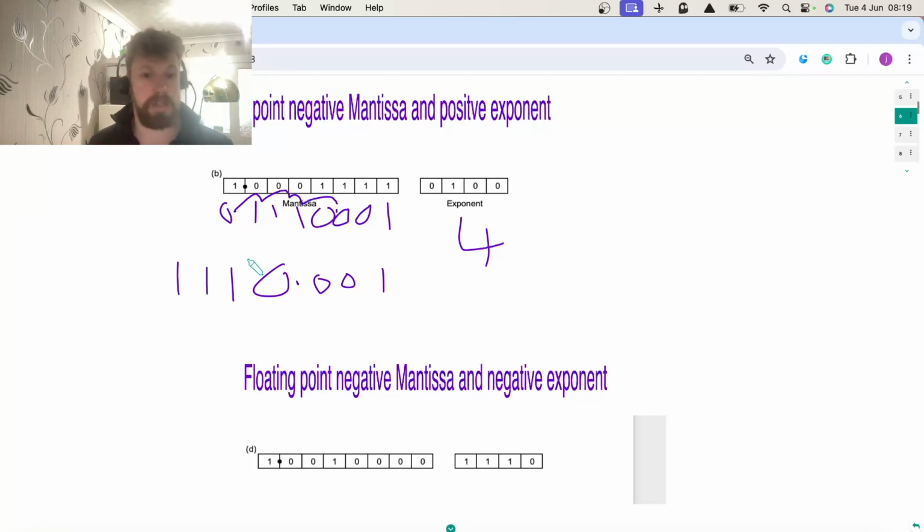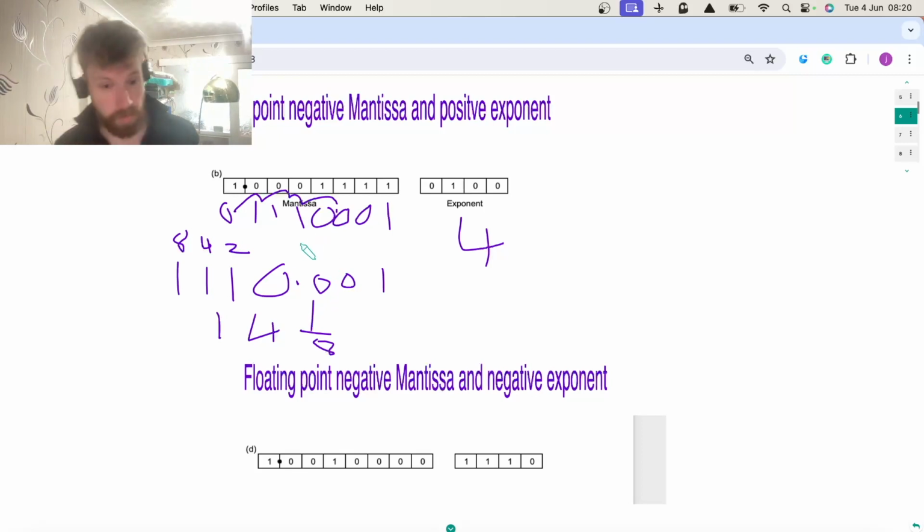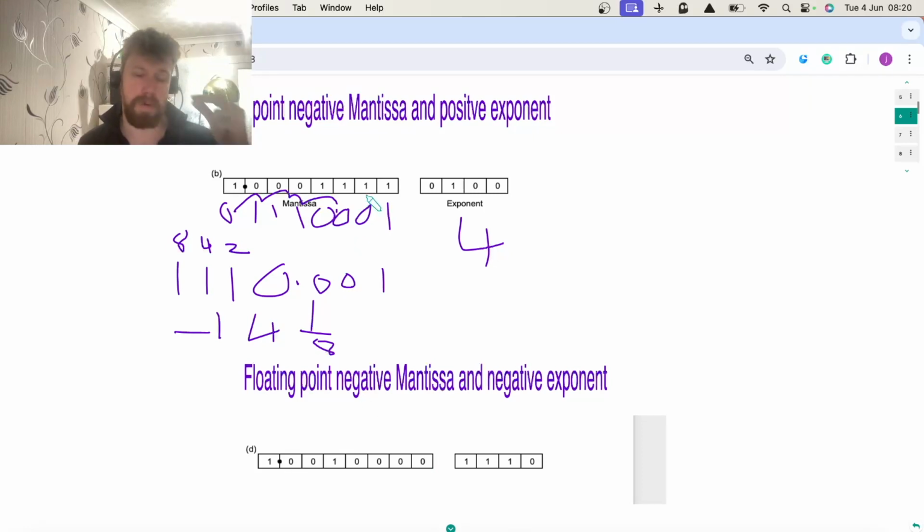Okay. So that is going to be 1 2 4 8. So that's going to be 14. And again, you can just put the fraction here. So that's going to be half, a quarter, and an eighth. So 14 and an eighth. Now, the mistake everybody always makes on this one is they forget to put the minus in there. If you forget to put the minus, you do lose a mark on this one. So be super, super careful, people. If it's a negative mantissa, it's a negative number. That's what it's telling you. So just be careful on that one there.